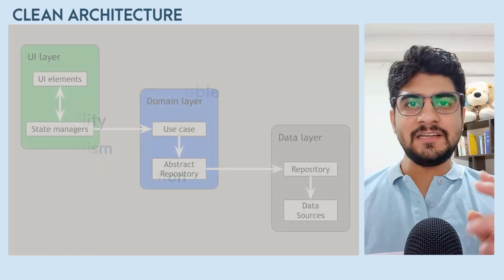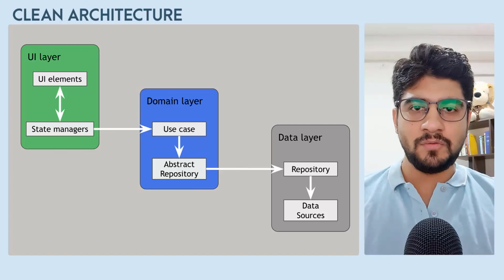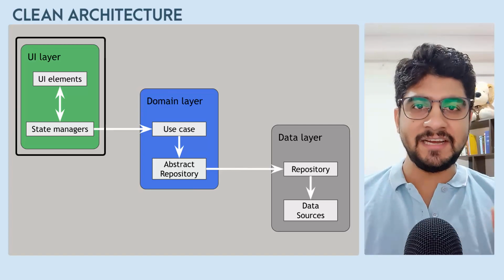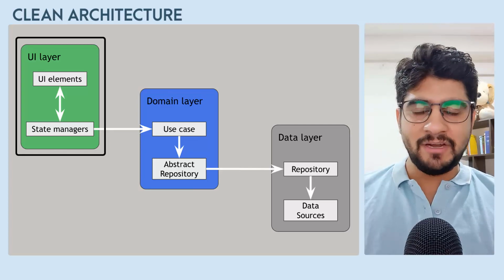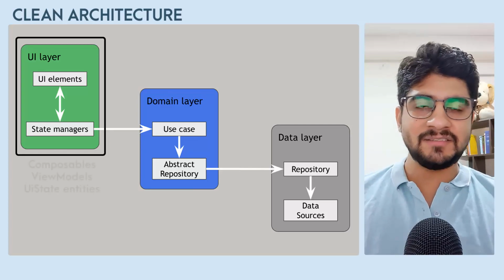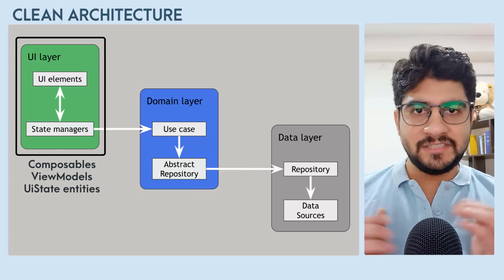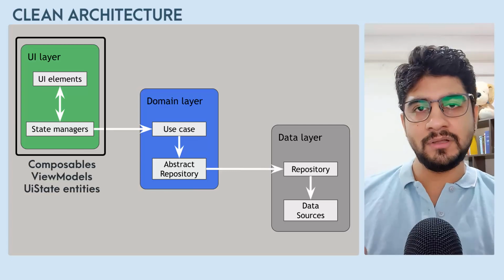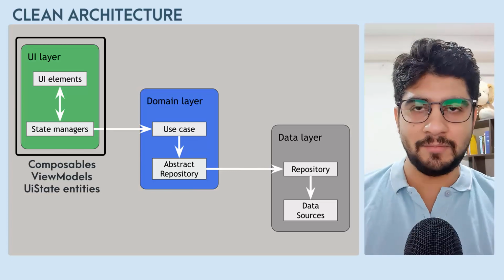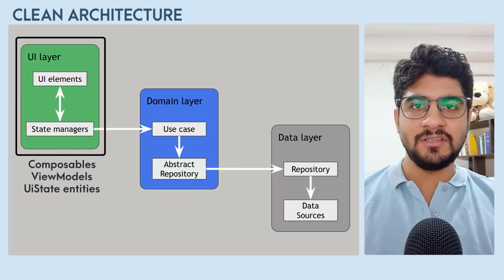So presentation layer consists of majorly 2 things. First, UI creation, and second, state management. UI elements are the UI views, your activities, your composables, your fragments, and all those things. State management is done by view model. So you will store view model also in the presentation layer, that is UI layer. So this is called a state manager.